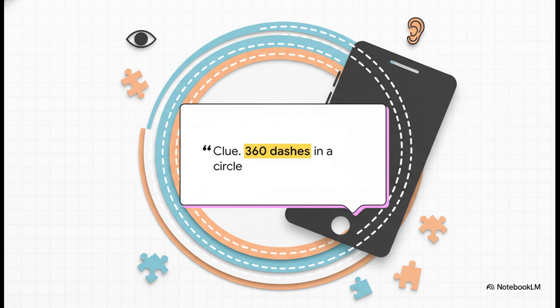Principle number 3 is about not reinventing the wheel. It's about adopting accessibility APIs, basically using the built-in tools that already help things like screen readers work with your app. Check out this puzzle game called Black Box. It uses VoiceOver, which reads screen elements aloud. Now for one puzzle, a player who is blind just hears this clue. Clue: 360 dashes in a circle. That's it. But it's just enough information for them to figure out, oh, I need to physically rotate my phone 360 degrees. It's an absolutely brilliant way to make a visual game accessible.